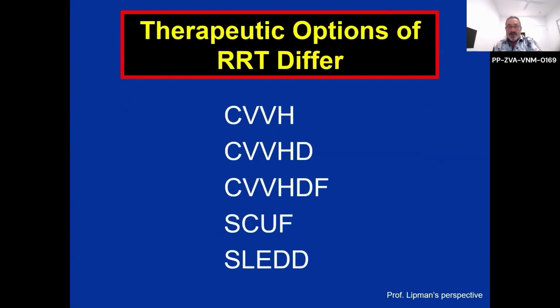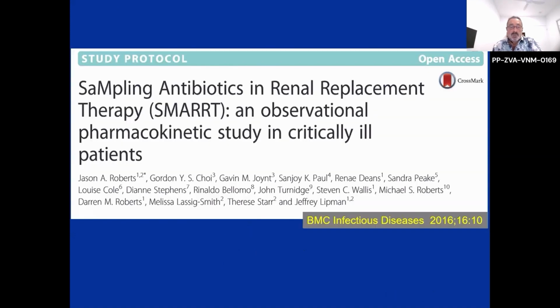And then we're clever because we can do CVVH, we can do CVVHD, we can use CVVHDF, we can use SLED, we can use SCUF, and we think we're clever because we all clear creatinine well, but at the same time, you're clearing the good guys, the antibiotics, and it's difficult to work out dosing in those cases. So we did a large international study that we started analyzing, the SMART study, but it looks like the higher your ultrafiltrate, the more fluid you get off through the kidneys in ultrafiltrate, the higher your clearance. But it's still unknown exactly how to dose in these cases.